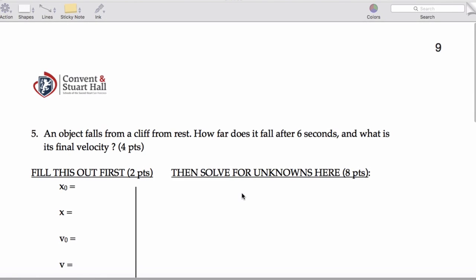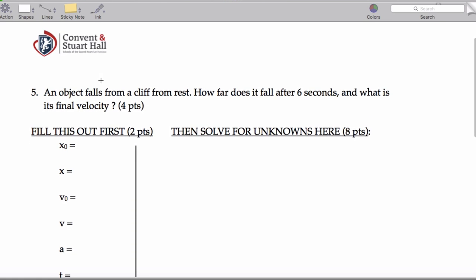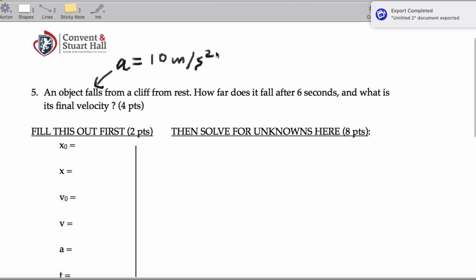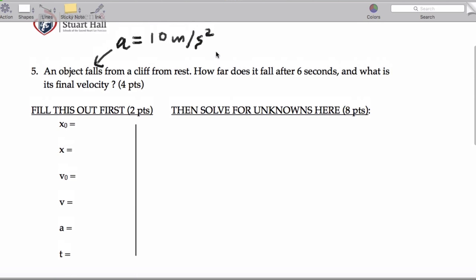For problem 5, we have an object falling from a cliff at rest. We want to know how far it falls after 6 seconds and what its final velocity is. Let's be careful in this. When you see the word falling, that implies the acceleration is due to gravity, and that's 10 meters per second squared. So we're going to go ahead and actually calculate that out here.